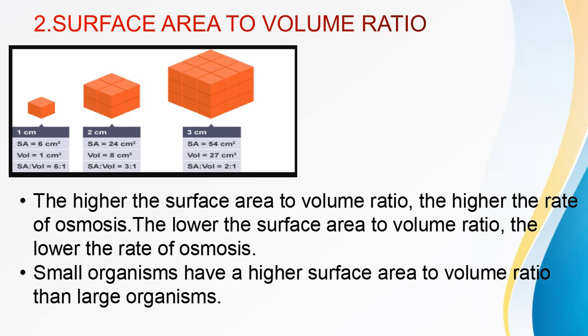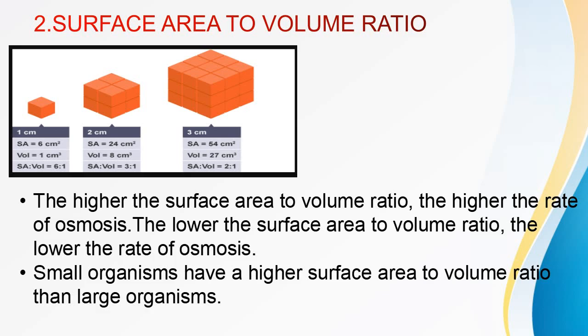In the second cube, it measures 2 centimeters. The surface area is 24 square centimeters. The volume is 8 cubic centimeters, and the surface area to volume ratio is 3:1. The last cube, which measures 3 centimeters, has a surface area of 54 square centimeters, a volume of 27 cubic centimeters, and the surface area to volume ratio is 2:1.